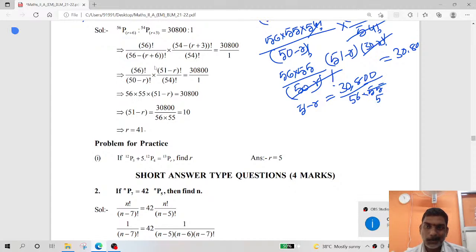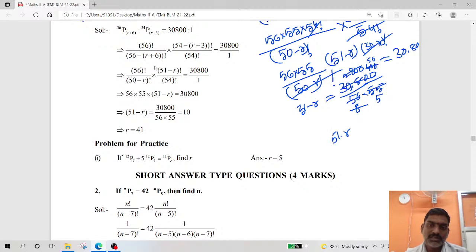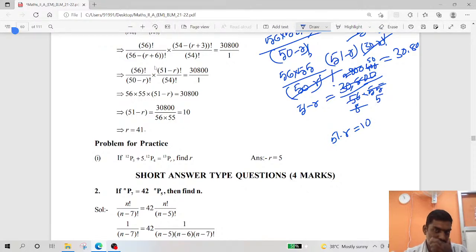Next, here 11 2s are 22 and 11 8s are 88, 28 00, and here the 7 table: 7 8s are 56, 7 400 times, 8 1s are 8, 50 times. So we are getting 51 minus r is equal to 10. 50 divided by 5 is 10. So r is equal to how much? 14. That's it.